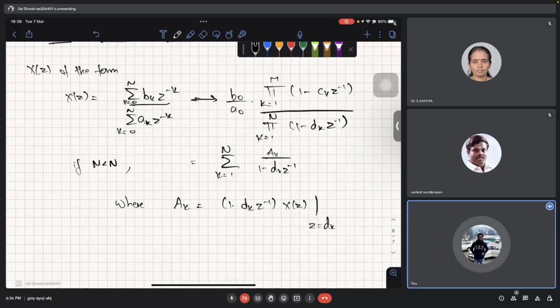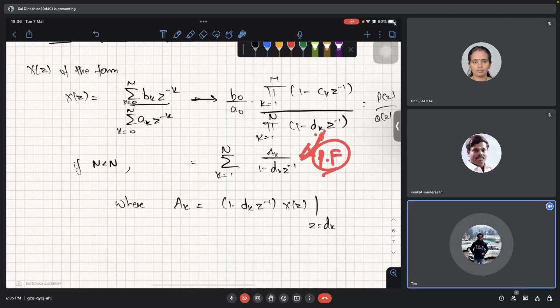So you have a rational form, p of z by q of z. You find the product of roots in both the numerator and denominator, and then you split it up into partial fractions of this form. This is the partial fraction method. To find the values of ak, you do 1 minus dk z inverse times x of z, and then find the value at z equal to dk, then you get ak. This is how you do the partial fraction method.